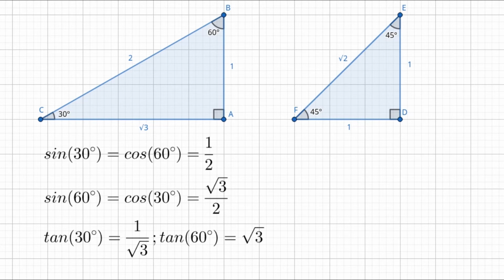Using the Pythagorean theorem, we can tell that the hypotenuse must have a length of root 2, and therefore all right triangles with angles of 45 degrees will have these ratios between the legs and the hypotenuse. Each leg is always 1 over root 2 of the hypotenuse. The hypotenuse is root 2 times both the legs, and both the legs are equal.